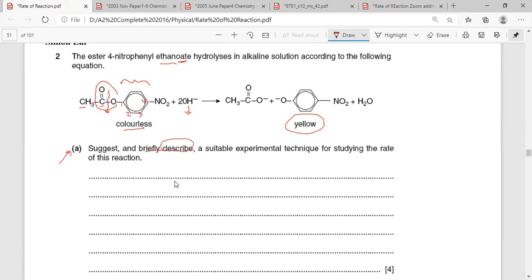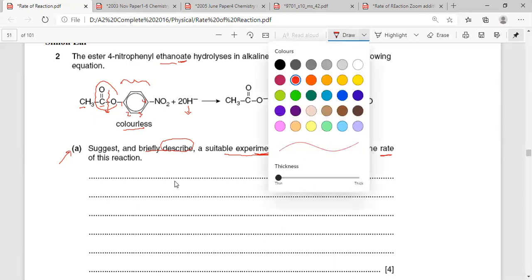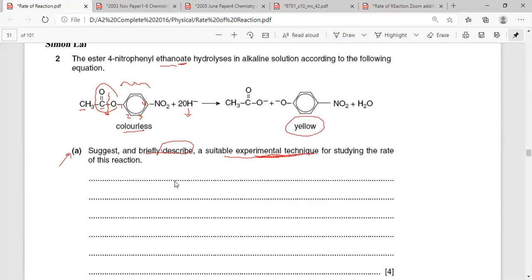Suggest and briefly describe a suitable experimental technique. See now, they ask you to describe. It means you must use good English words. You must use precise English words to explain the whole procedure, the technique for studying the rate of the reaction. You need to explain yourself. And of course, some of you may not have very good English, so you have to learn by heart. I'm sorry, but there's no other way. I don't know how to teach you other ways unless you got a magic, you drink some water and then your English becomes very good. Very important. I forgot to put down here.